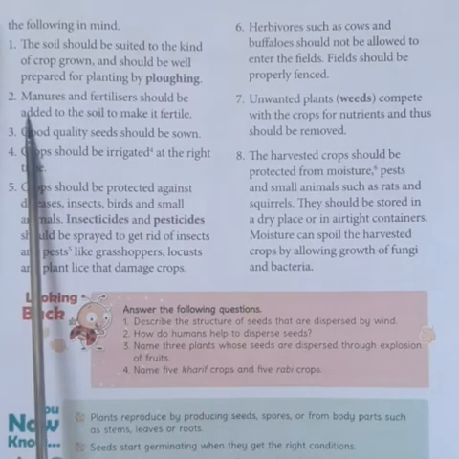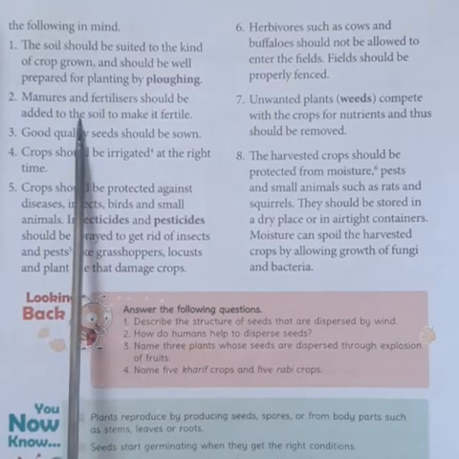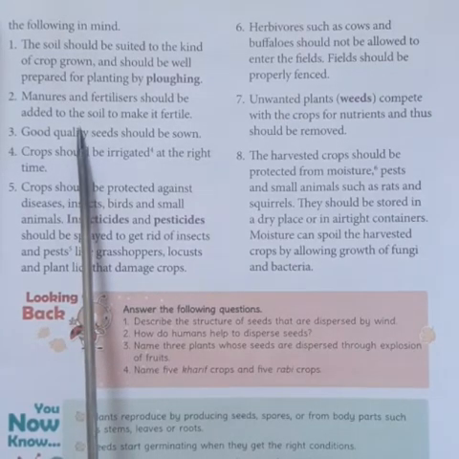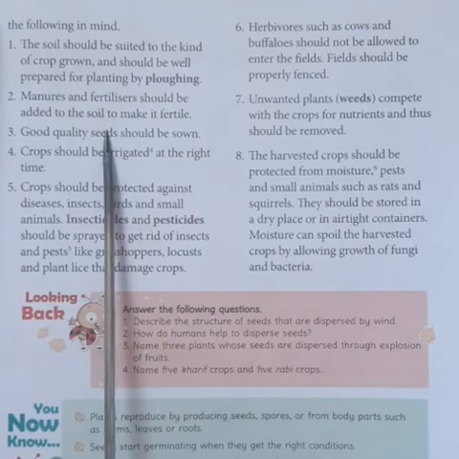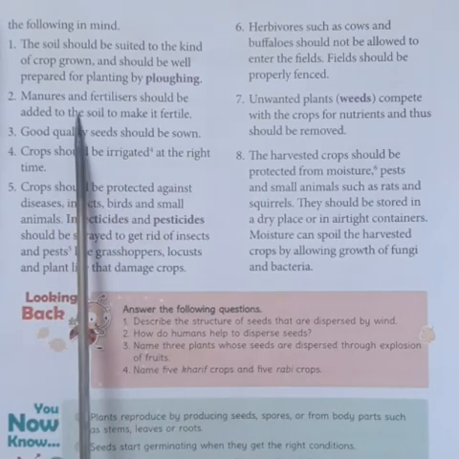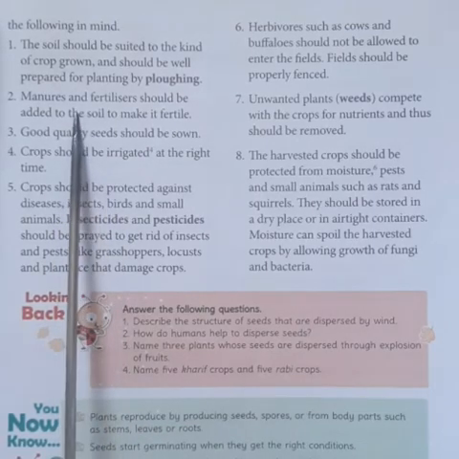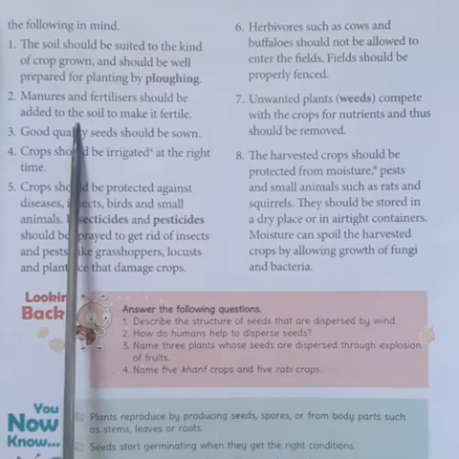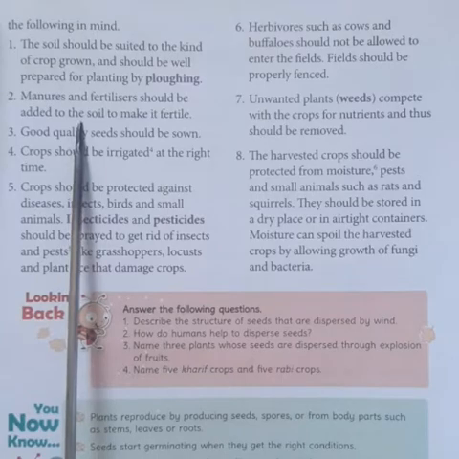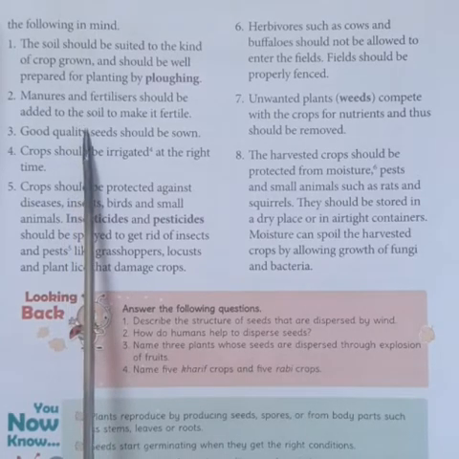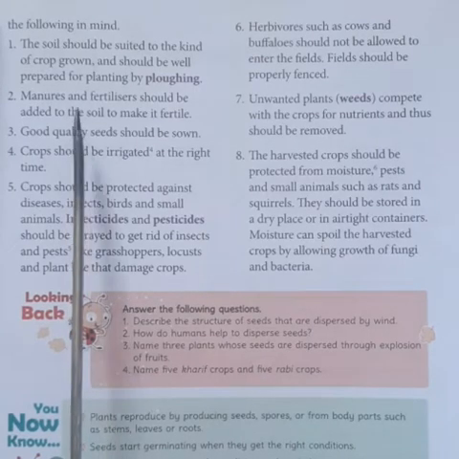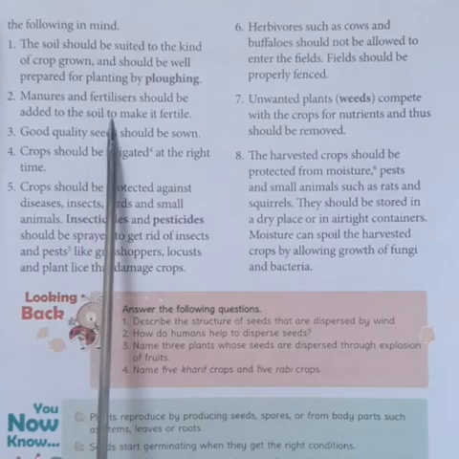Secondly, manures and fertilizers should be added to the soil to make the soil fertile. Manures and fertilizers give nutrients to the plants. When nutrients are provided to the plants, they grow properly and the yield will be more. So the soil where the crop is grown should be fertile soil.